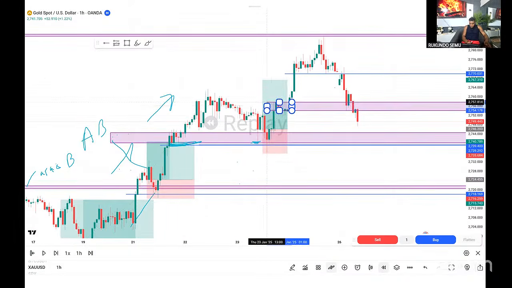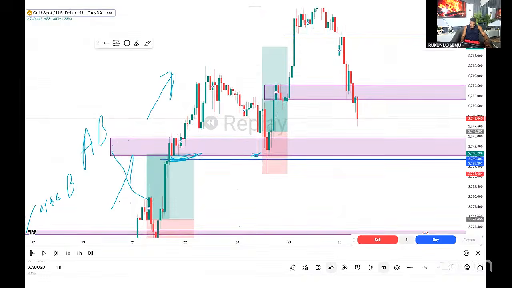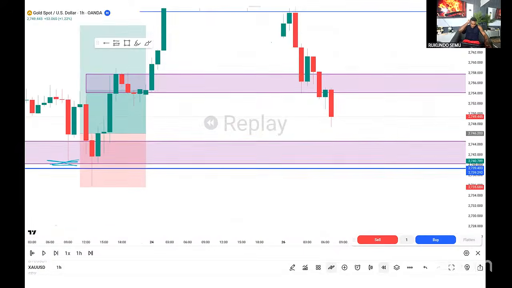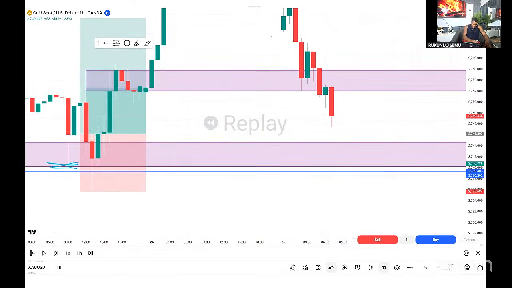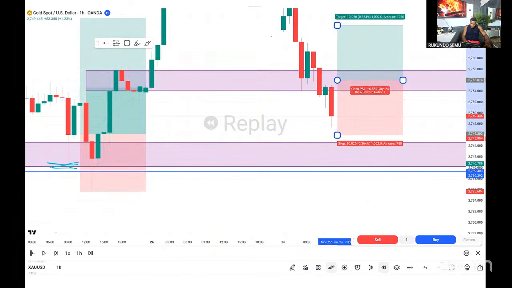We said we mark on the bodies, not wicks. And here we are going to take this trade on this green candle. But like the way I told you, we survived. We are going to lose this trade, but we survived because of being what? Patient. That's what I always tell you.